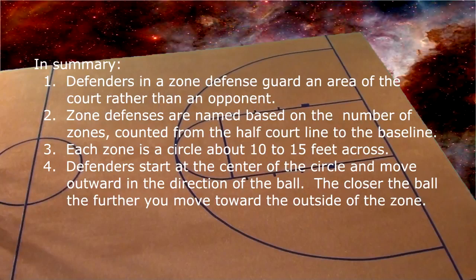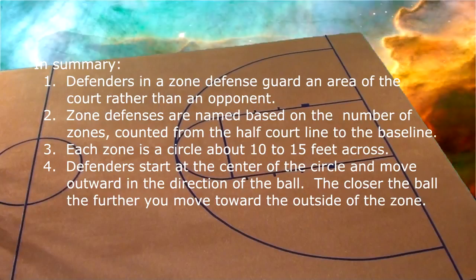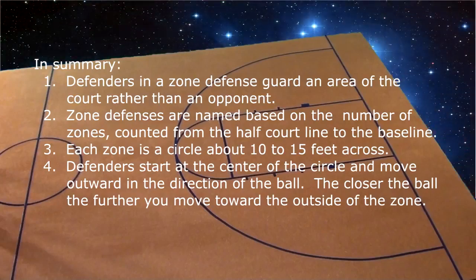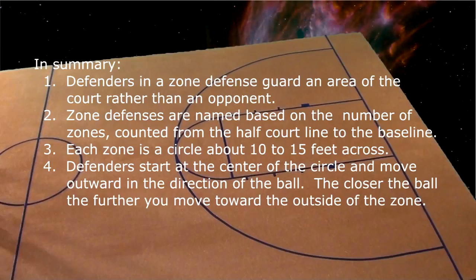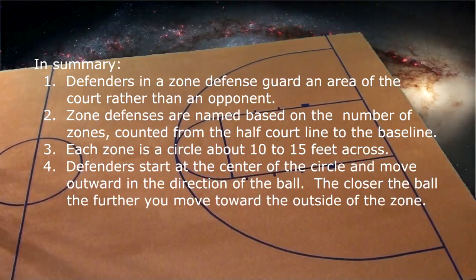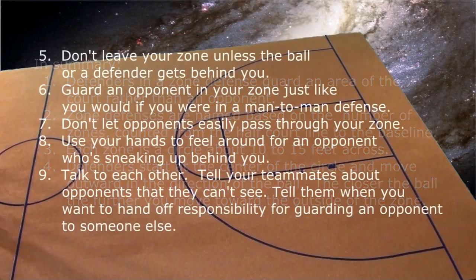In summary, defenders in a zone defense guard an area of the court rather than an opponent. Zone defenses are named based on the number of zones, counted from the half-court line to the baseline. Each zone is a circle about 10 to 15 feet across. Defenders start at the center of the circle and move outward in the direction of the ball. The closer the ball, the further you move toward the outside of the zone.